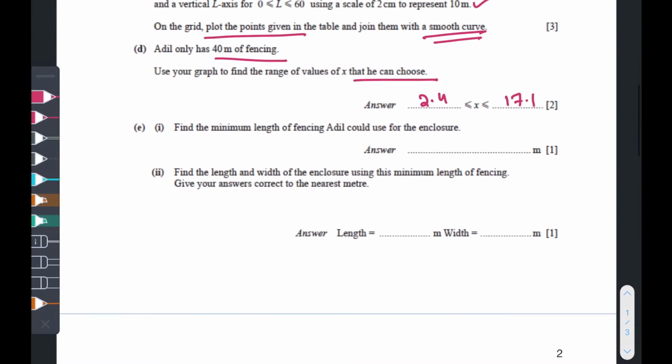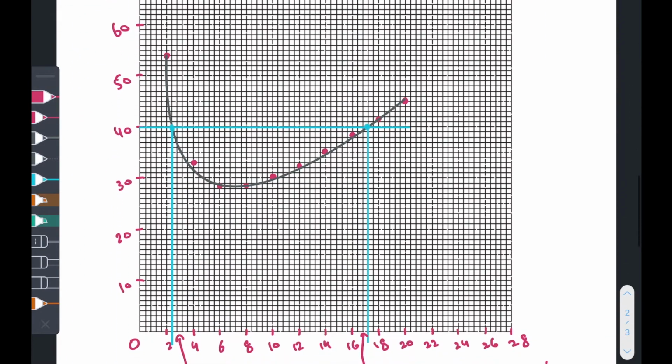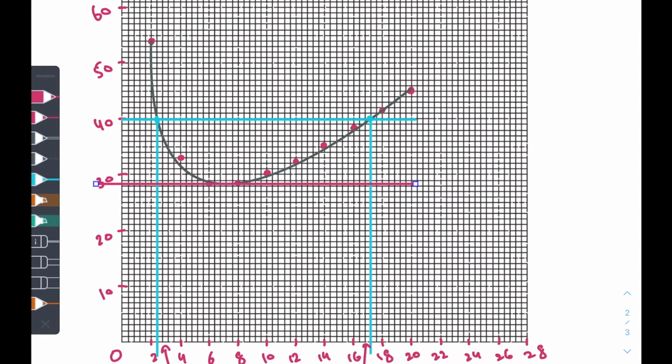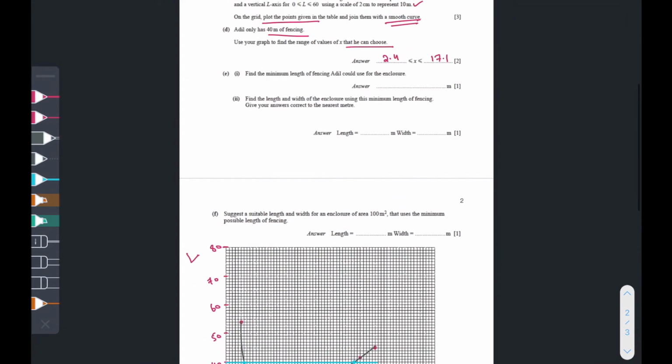The next part of the question says find the minimum length of fencing Adil could use for the enclosure. In order to find the minimum length of fencing, all you have to do is draw a horizontal line like this and touch this with the minimum part of the graph. When you do this at the minimum part of the graph, the fencing that comes out over here is going to be somewhere around 28.1.